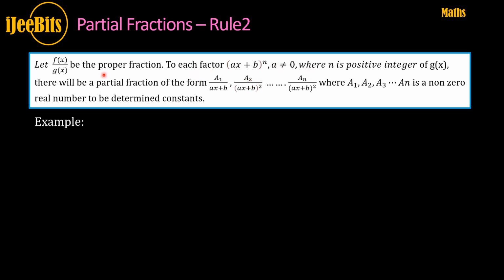This is how we have to understand. Rule number 1 is non-repeatable, but rule number 2 is a repeatable case. If given a proper fraction, if there would be a repeatable g of x in the power form, in that case, the way you represent partial fractions is in this form: a1 by ax plus b, a2 by ax plus b whole square, and so on.